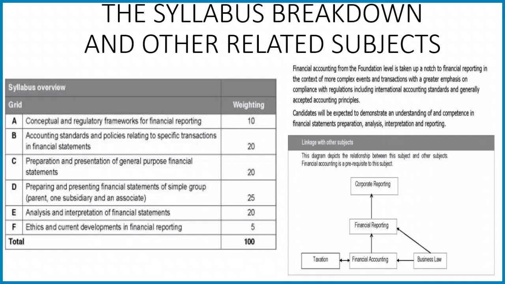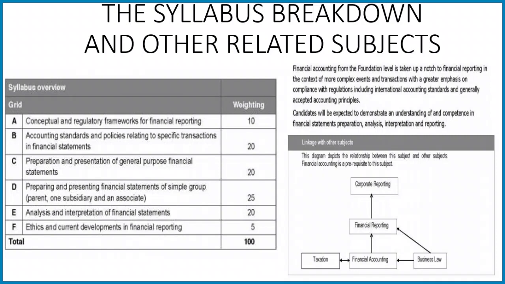Okay, so the financial reporting actually is broken into part A, B, C, D, E, F. That's 6 breakdown of financial reporting. And what are the expectations of the institute from you? So the expectation is that you know the conceptual and regulatory framework for financial reporting. Also that you've studied accounting standards and policies relating to financial transactions and the financial statements.